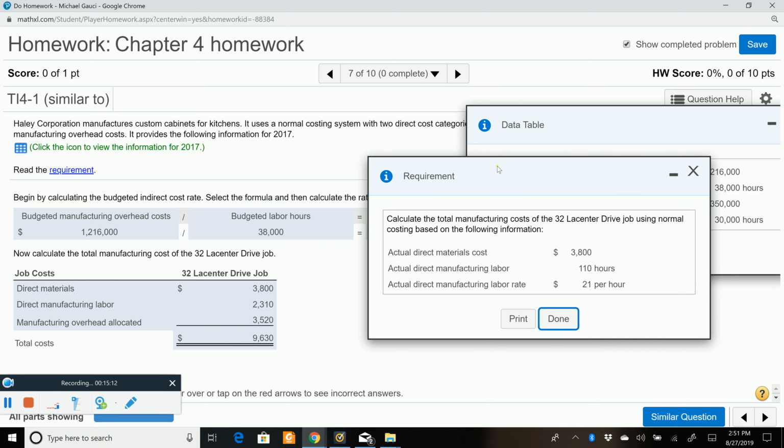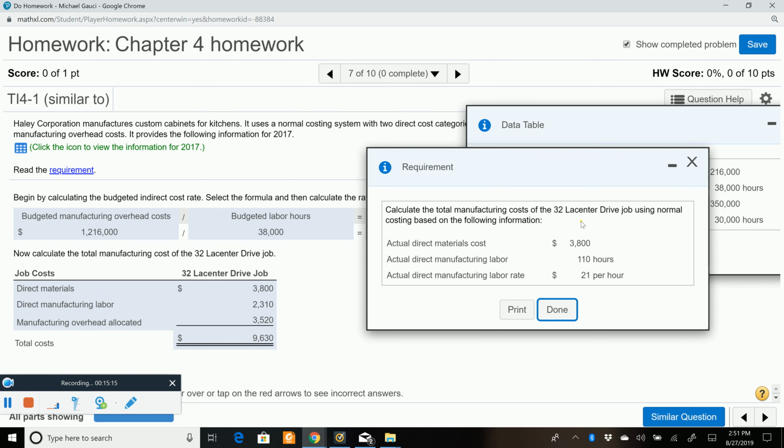This particular job is called 32 LA Center or La Center Drive. And we know direct materials are $3,800, so that's part of the manufacturing cost. Direct labor is $2,310. How do we figure that out? Well, we worked 110 hours, and the labor rate is 21. If you take 110, multiply it by 21. Let me do that now. 110, multiply it by 21. You get 2,310 is your labor cost.